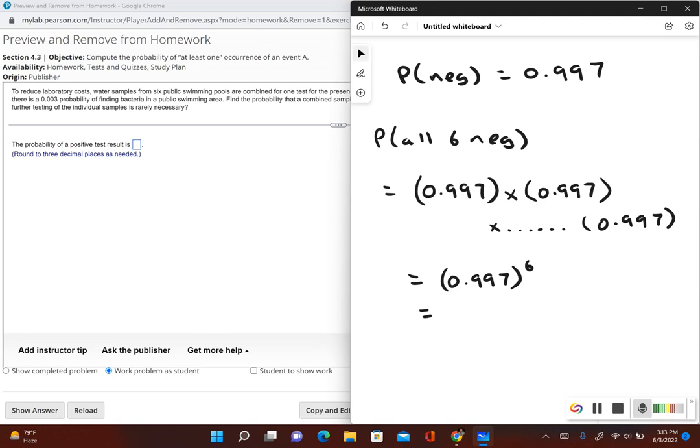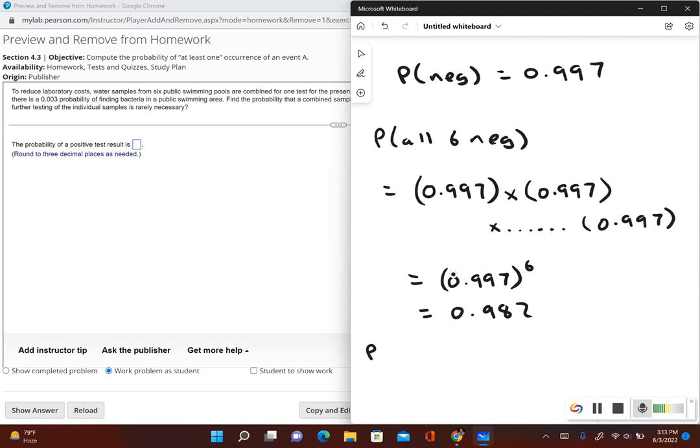So let's go ahead and use our calculator to figure out what this is equal to. So 0.997 raised to the 6th power. This gives me 0.982. It says round to 3 decimal places. So this is the probability that all 6 swimming pools will have negative test results.